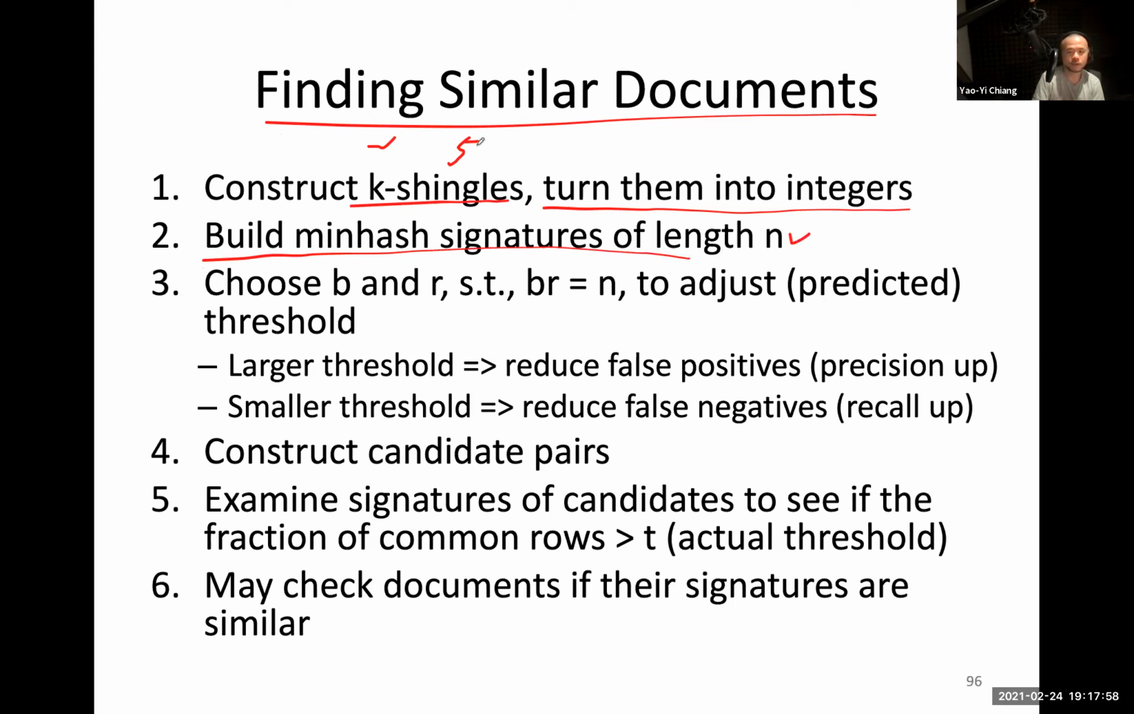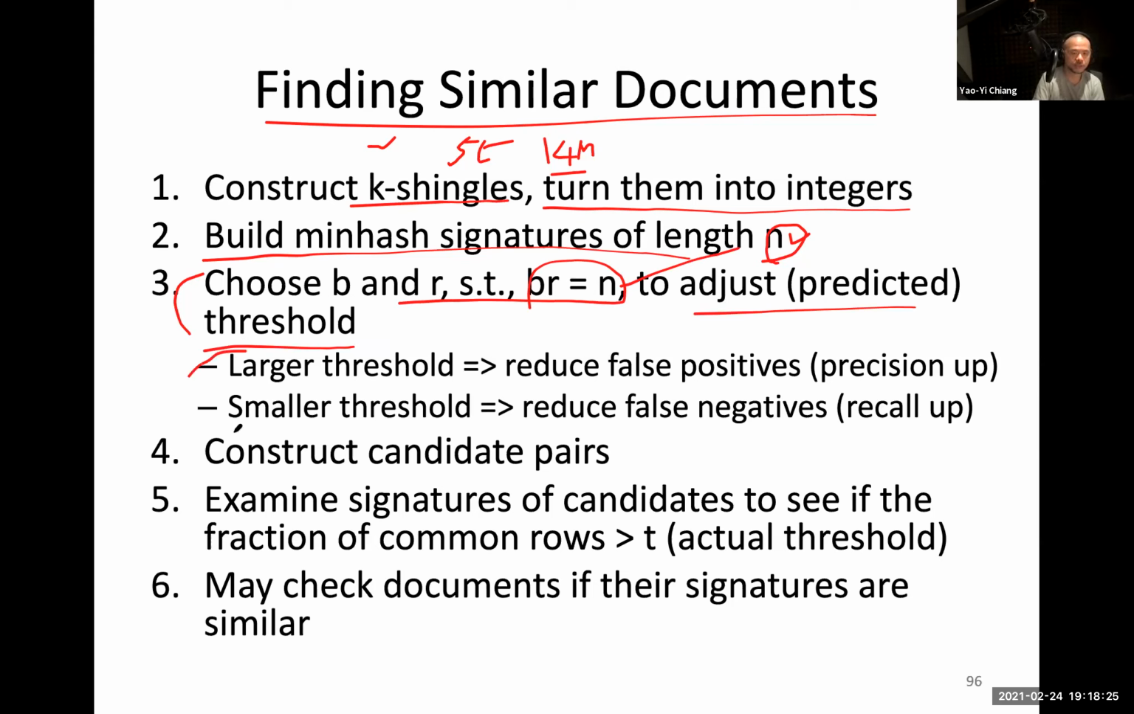So remember we talked about this 5 shingle. You have 14 million, some large number of shingle sets. And you pick an n, could be like 2000. You choose the B and R based on your signature length, and you adjust your threshold based on your application defined similarity, okay?